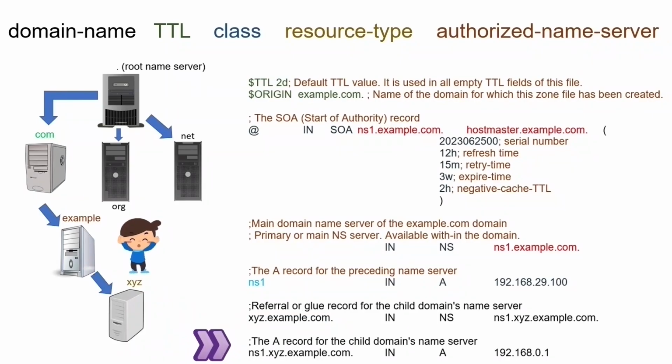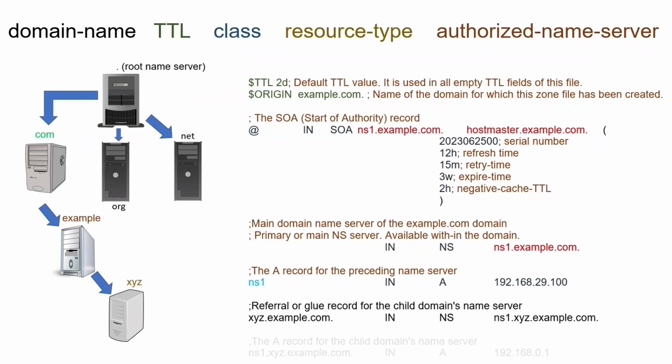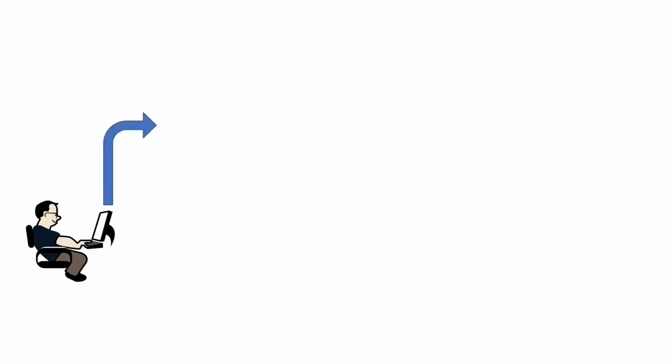Since the referred domain is a child domain of this domain, we must create a host record for it also. If we create a glue record without the host record for the child domain's name server, the resolver systems cannot access the child domain's name server. Let us take an example to understand it.